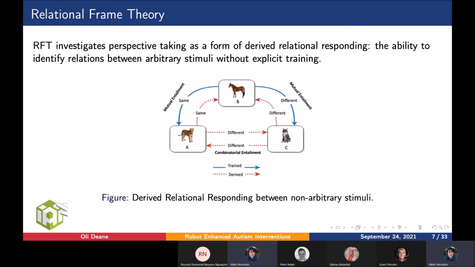So relational frame theory is a theory of language and cognition, and it approaches perspective taking as a problem of underdeveloped relational responding. Relational responding is the ability to identify relations between arbitrary stimuli without explicitly training those relations. An example of a relational skill would be mutual entailment, deriving the reverse form of a taught relation, or combinatorial entailment, which is combining your knowledge of two known relations to derive a third relation that is, again, untaught.